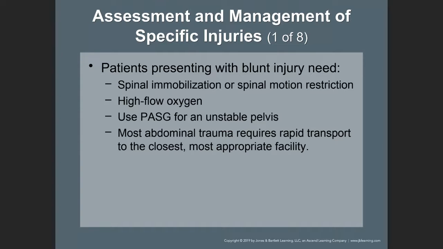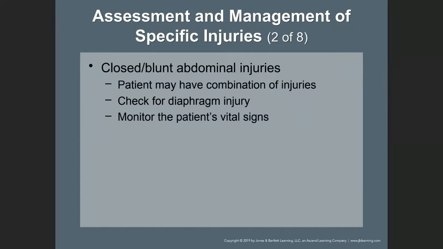Assessment and management of specific injuries. Patients presenting with blunt injury need spinal motion restriction, high flow oxygen. PASG may be used for an unstable pelvis. It depends on protocol. It's rarely used these days. Most abdominal trauma requires rapid transport to the closest, most appropriate facility.